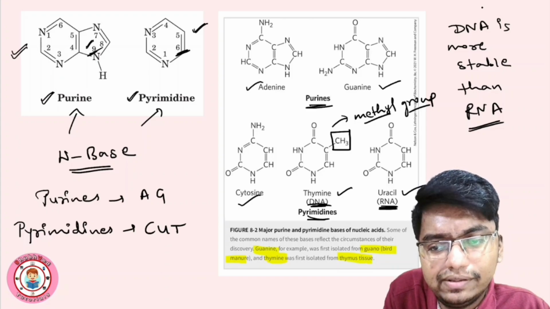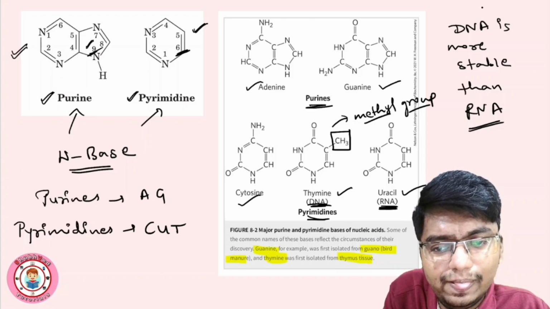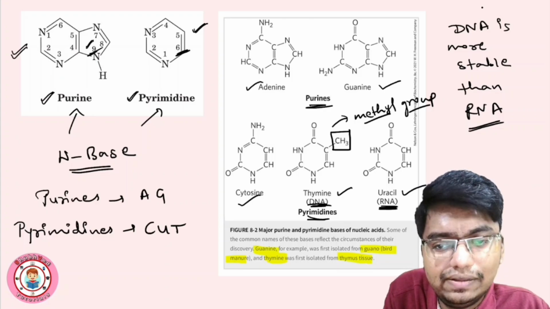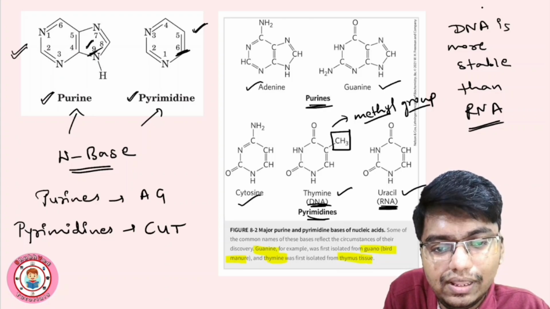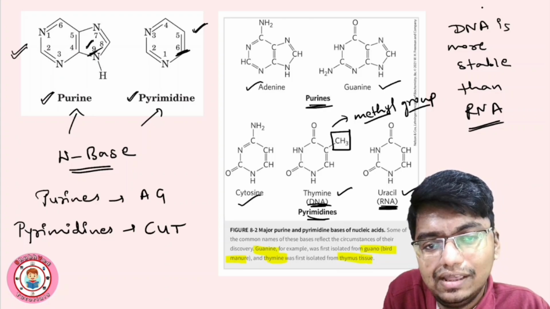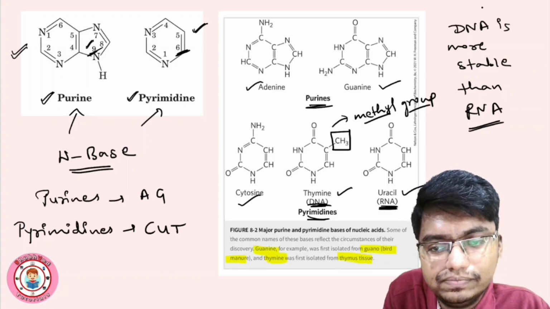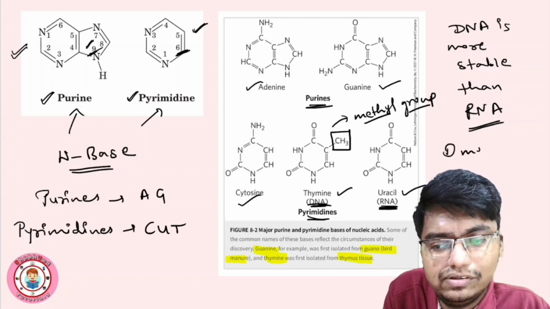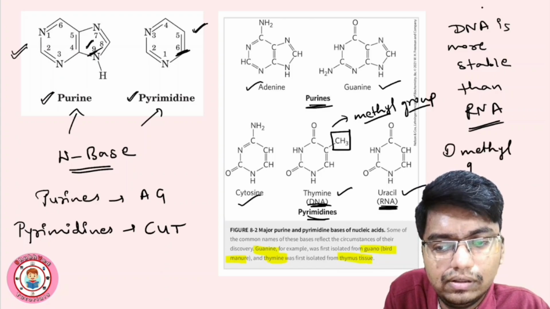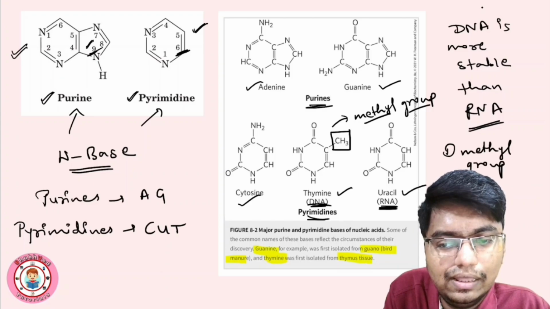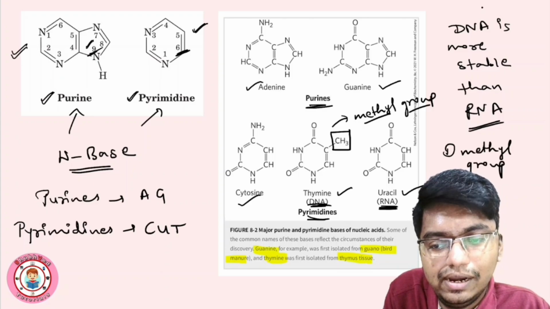Methyl group is present only in thymine, which is present in the DNA only. So it gives stability for DNA, right? As well as deoxyform. First is methyl group, second is deoxyform.